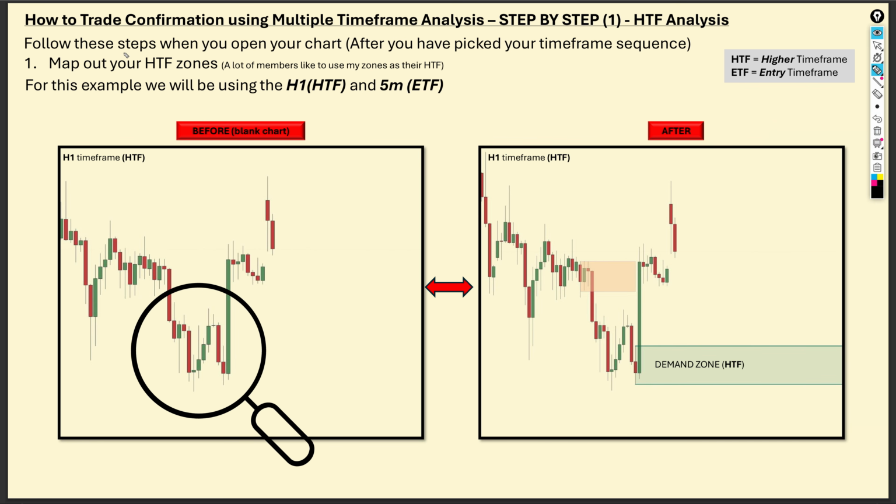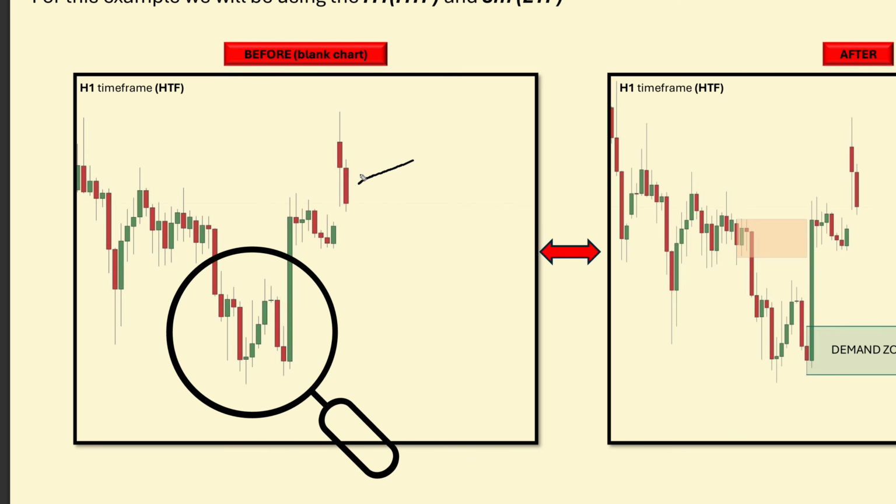So step 1. Follow these steps when you open your chart. Hopefully, your chart's blank. I would make your chart completely blank, and your chart should look like this. This is the last candle that closed, and then you're looking to the left for your supply and your demand zones. So step number 1, on a blank chart, map out your higher time frame zones.